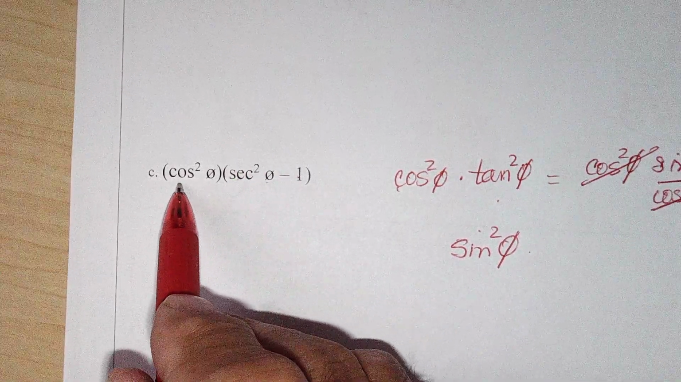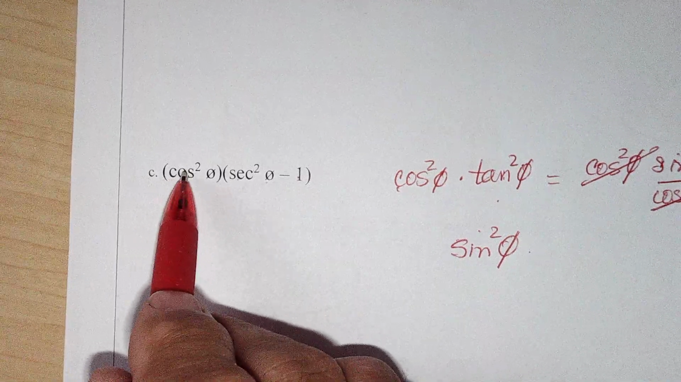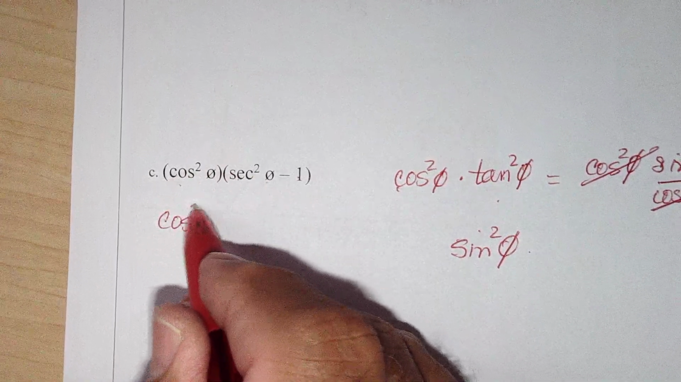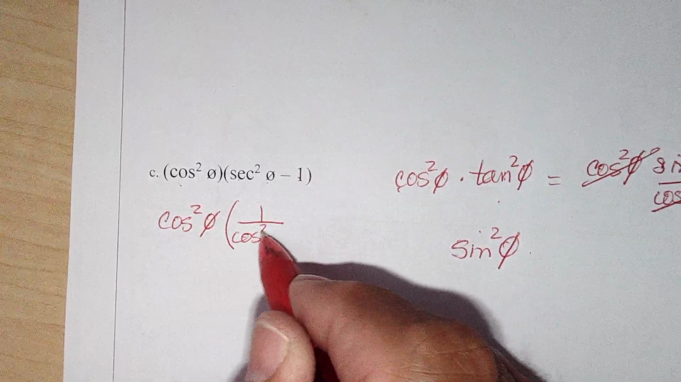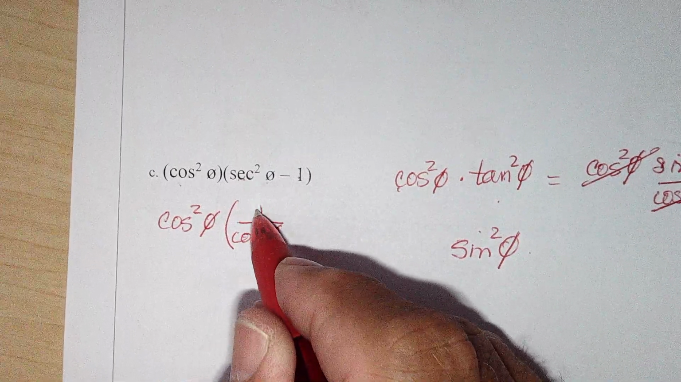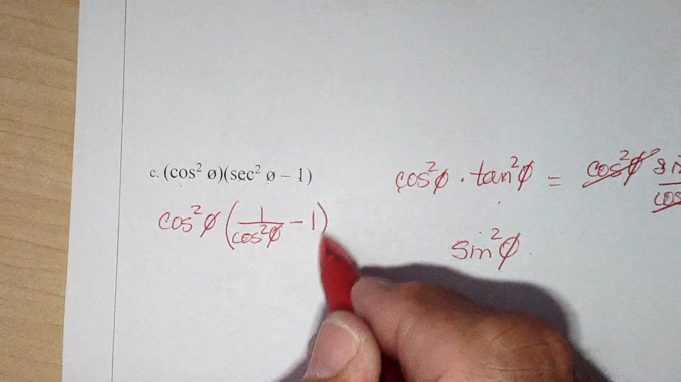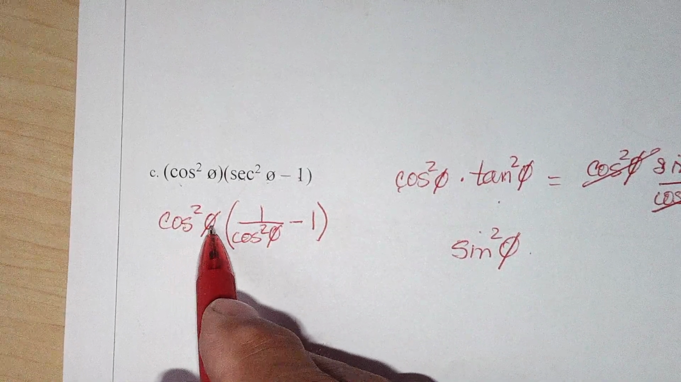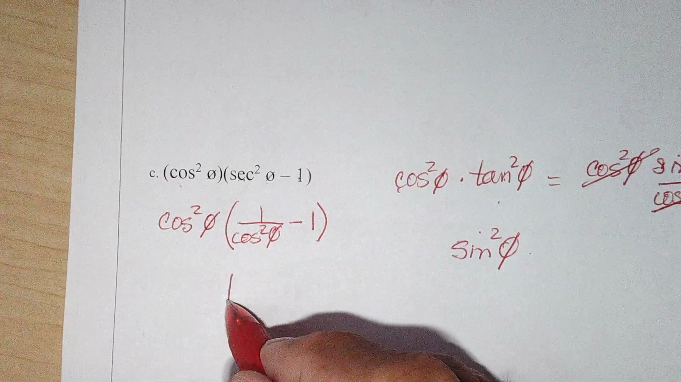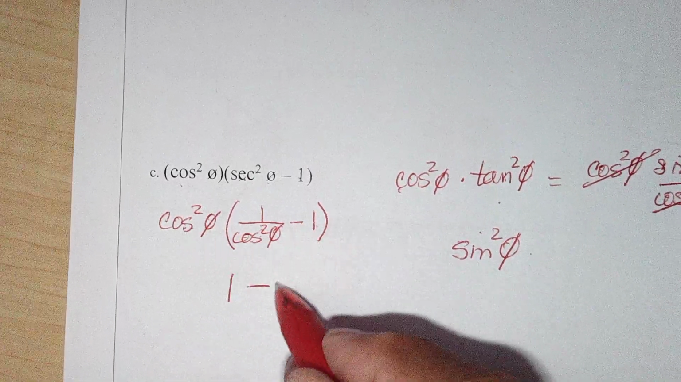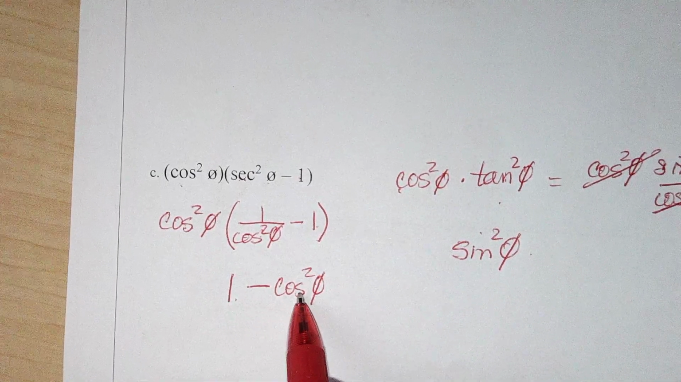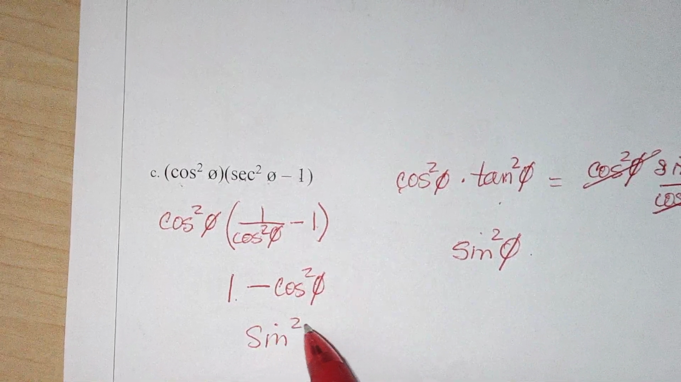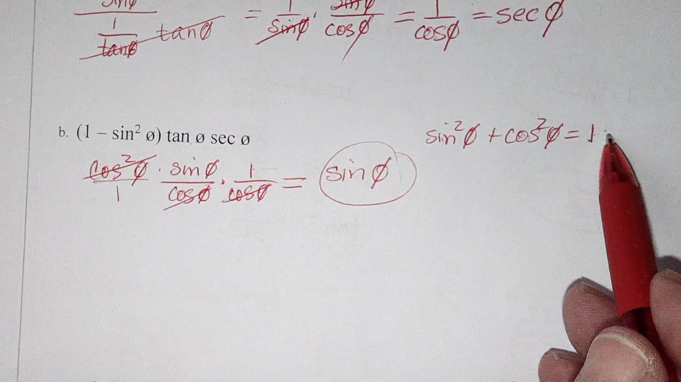You could also say this is cosine squared phi times 1 over cosine squared phi, because secant is 1 over the cosine. And you could distribute this, so cosine squared of phi times 1 over cosine squared of phi is 1, and that times that is minus cosine squared phi. And 1 minus cosine squared is sine squared phi, because 1 minus cosine squared is sine squared.